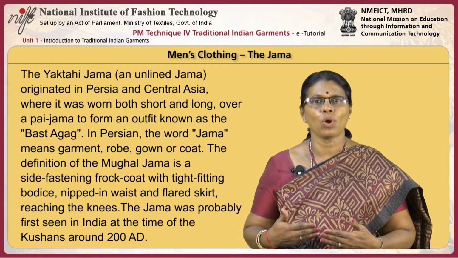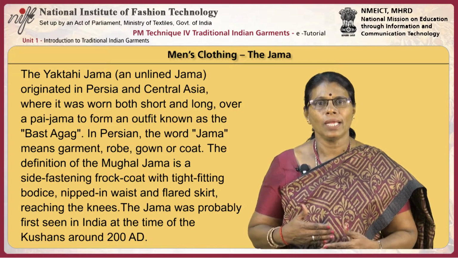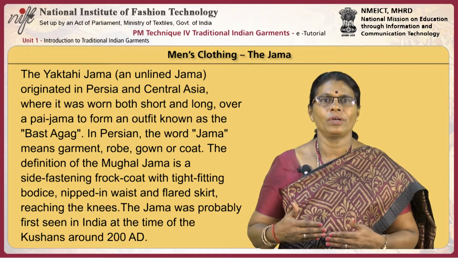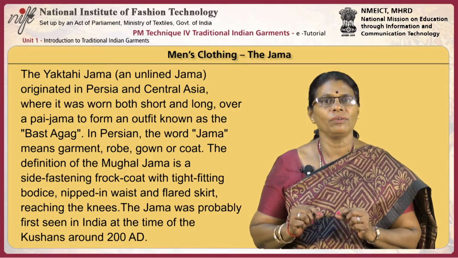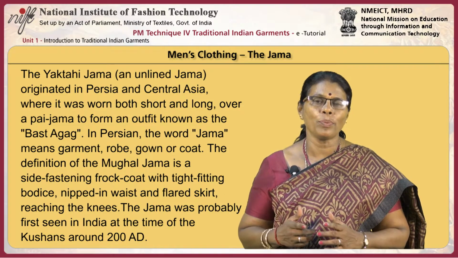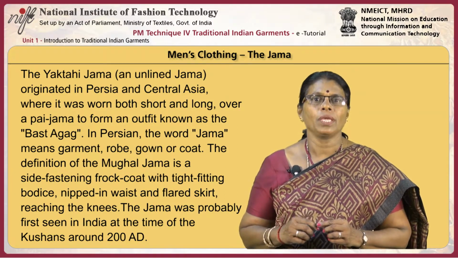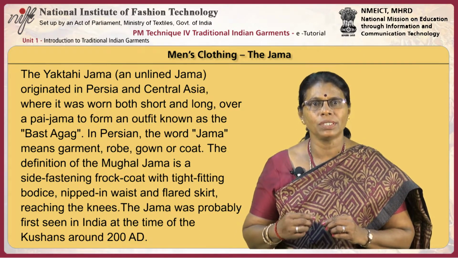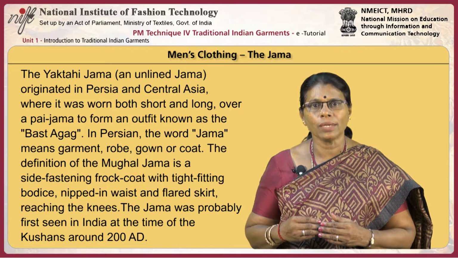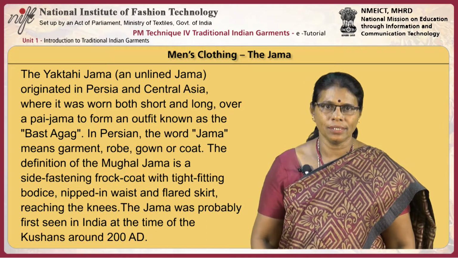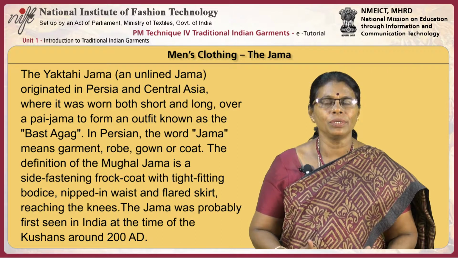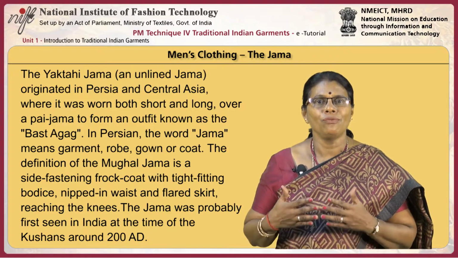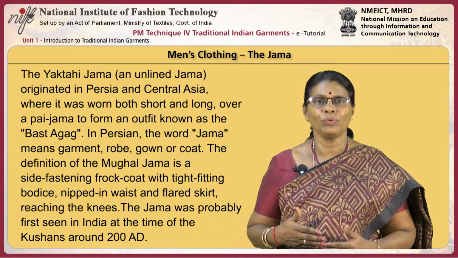The jama was probably first seen in India at the time of Kushan around 200 AD. The jama of Persia, made of thick fabric, would not be appropriate for hot India. In fine cotton weaves were used and the jama developed a style of its own. Originally, it had a straight skirt, but added panels gave the skirt a fuller shape. This was before the Mughals came.